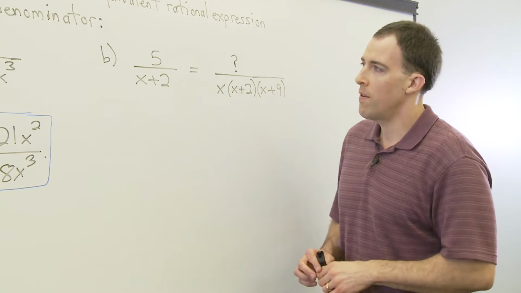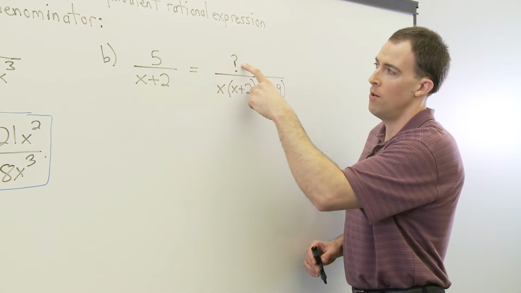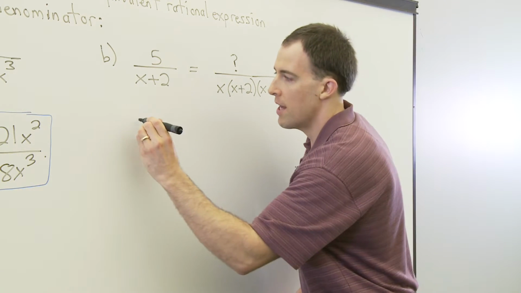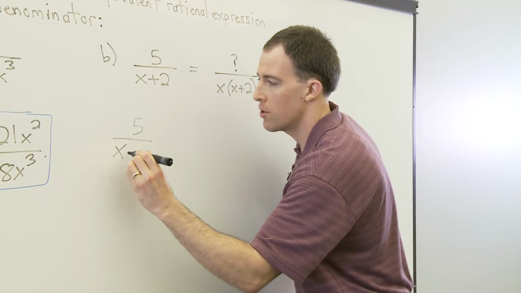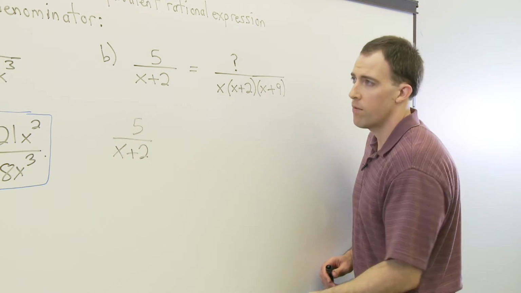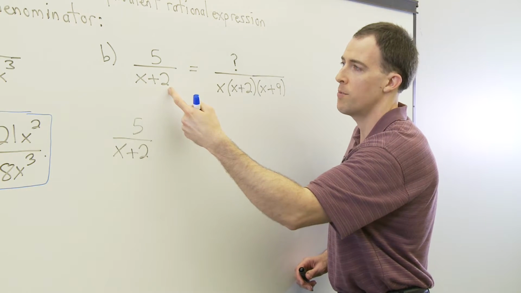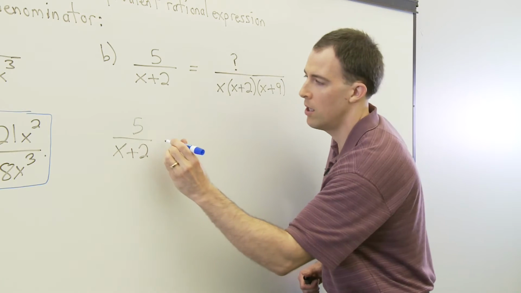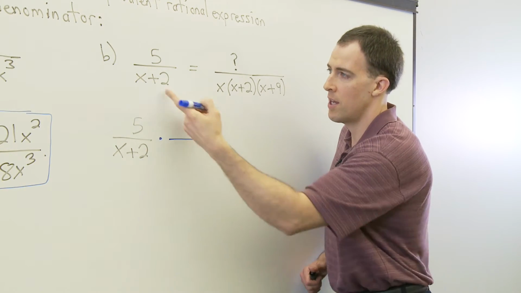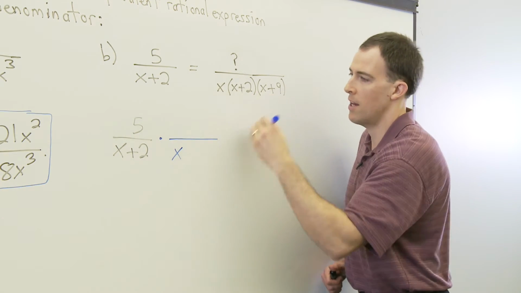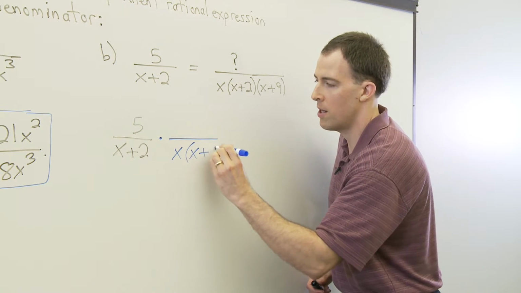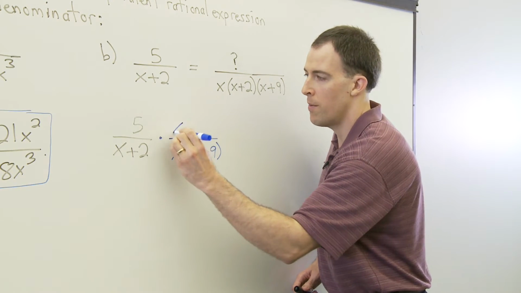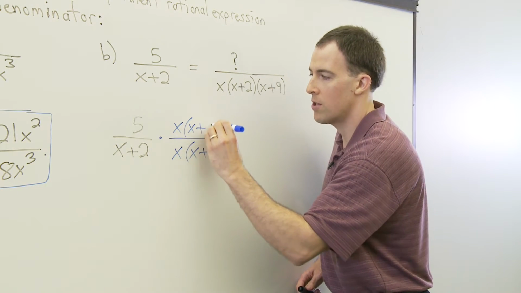In this second example, we've got 5 over x plus 2 equals some unknown numerator over top of x times x plus 2 times x plus 9. So let's take our 5 over x plus 2 fraction, and I'm thinking to myself, what would I have to multiply the denominator x plus 2 by to create this new denominator, x times x plus 2 times x plus 9? So the factors that it is missing are the x factor and the x plus 9 factor. So we need to multiply the denominator by x times x plus 9. We then need to multiply the numerator by that same exact quantity, x times x plus 9.